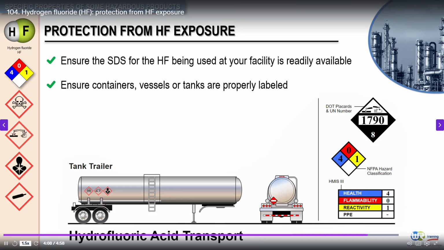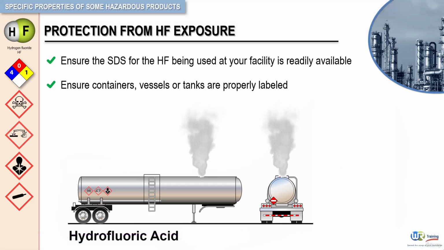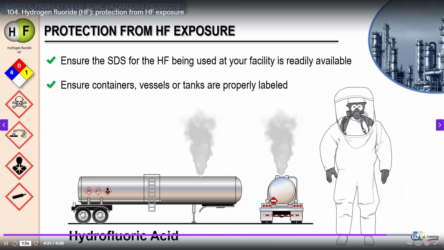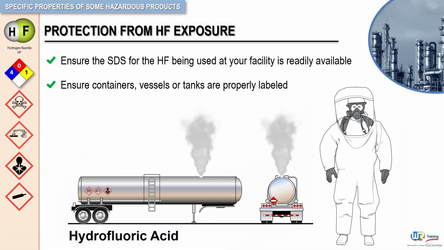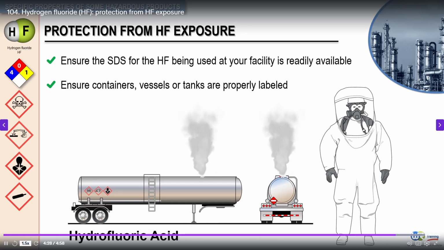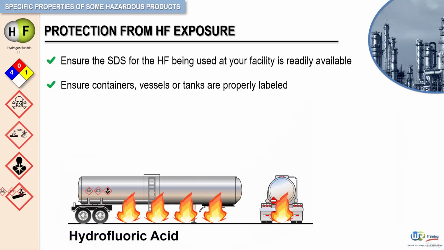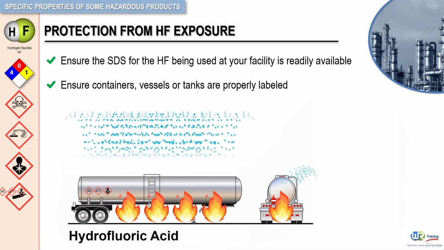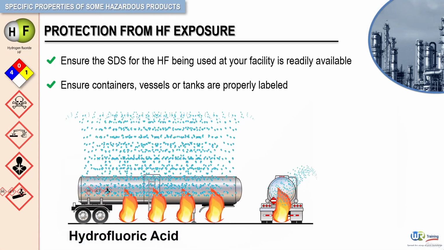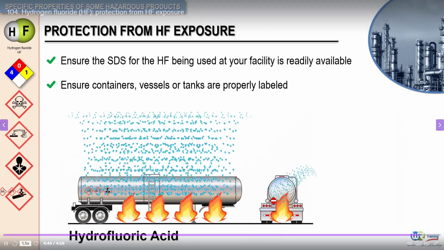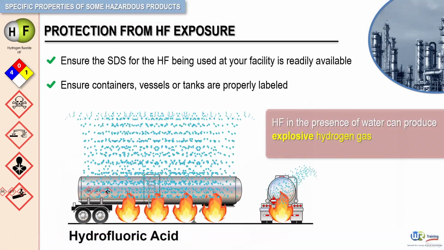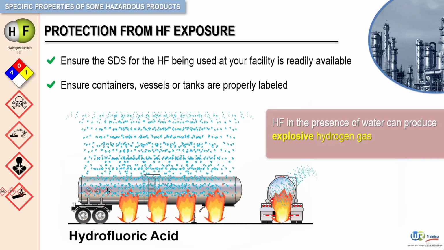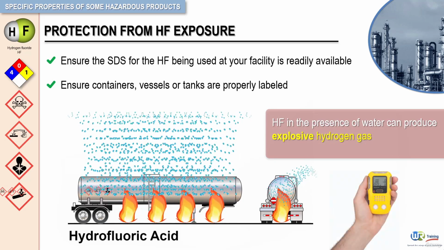Now, in case of loss of containment, spill, or HF release into the atmosphere, rescuers should wear full protective clothing and be equipped with a self-contained breathing apparatus, similar to that discussed for hydrogen sulfide. And in case of fire around HF equipment, vessels, containers, or tanks, water can be sprayed to keep fire-exposed equipment and containers cool. But keep in mind, HF in the presence of water can produce explosive hydrogen gas. So, rescuers should also be equipped with combustible gas detectors.